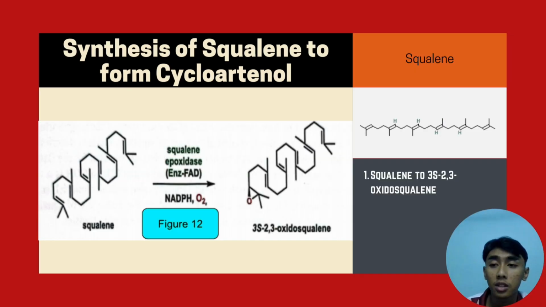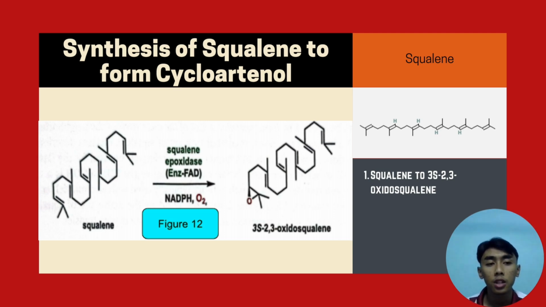Okay, the next one is the synthesis of squalene to form a cycloartenol compound. Squalene epoxidase is an enzyme with FAD, which is flavin adenine dinucleotide, bound as a cofactor. The substrate, squalene, will bind to the enzyme. Oxygen is consumed in the reaction, and NADPH will donate electrons to FAD, reducing it to FADH2.